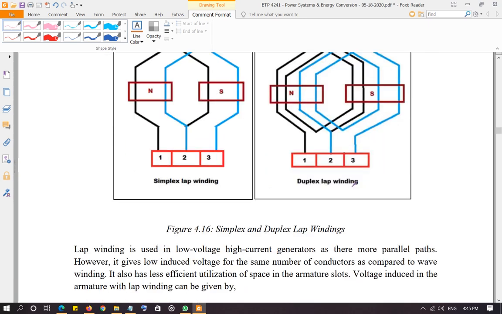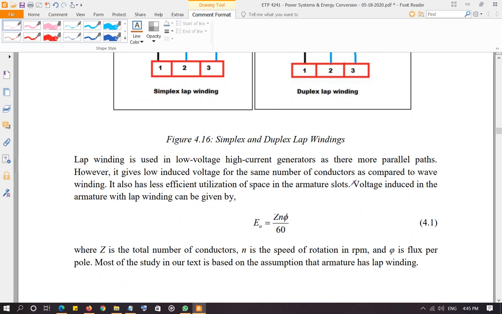Now in our book, in our study, the winding that we will be using for most of the problems is going to be lap winding. And this equation we will be using very frequently. So make sure you understand this equation. Perhaps you remember this equation. E0 is equal to Z N phi over 60. E0 is the induced voltage, total induced voltage in the winding. Z is the number of conductors, total conductors in the armature.